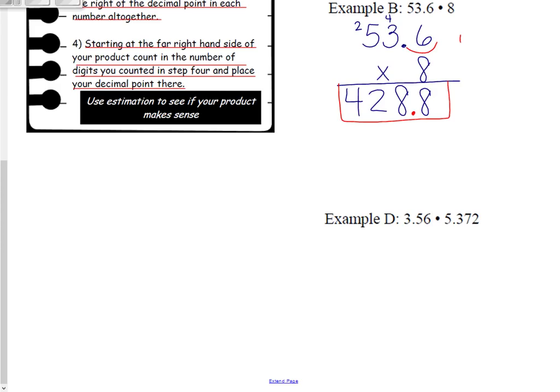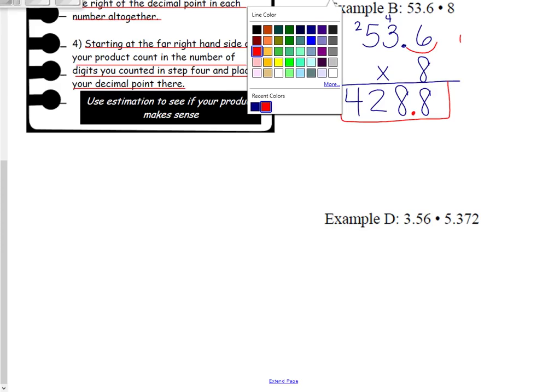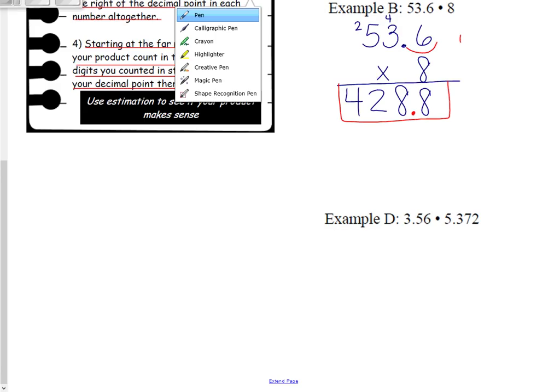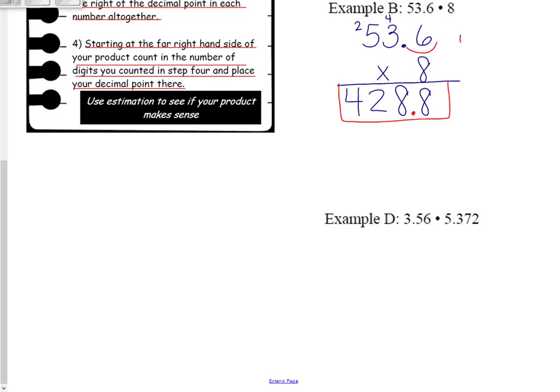Here, I'm going to rewrite this example D over to the side because one value has, sorry, I don't know what my thing's doing here. Because one value has 4 digits and the other has 3, I'm actually going to line the 4 digits on top.